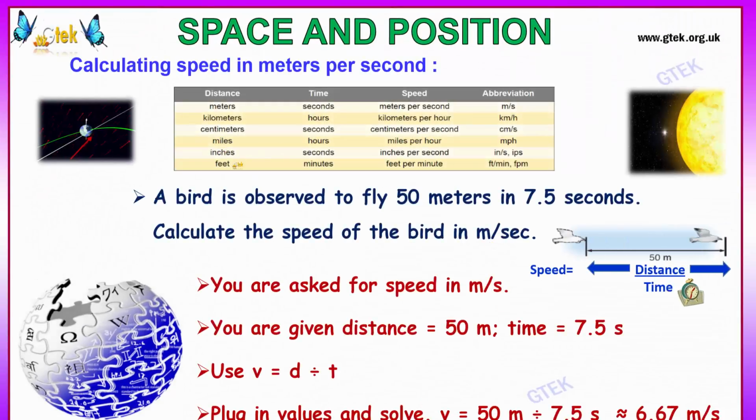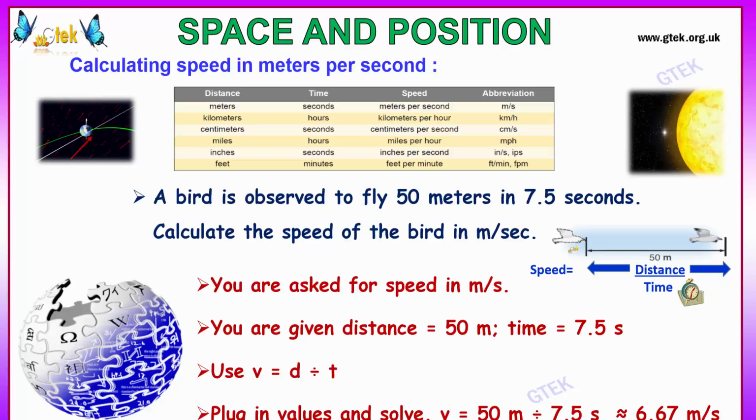You should understand the terminologies used, like meters per second, the number of meters traveled per second. Kilometers per hour: in 1 hour, how many kilometers has this guy traveled? That's your speed. Centimeters per second. Miles per hour. Inches per second. Feet per minute. And these are the abbreviations, you should note them down.